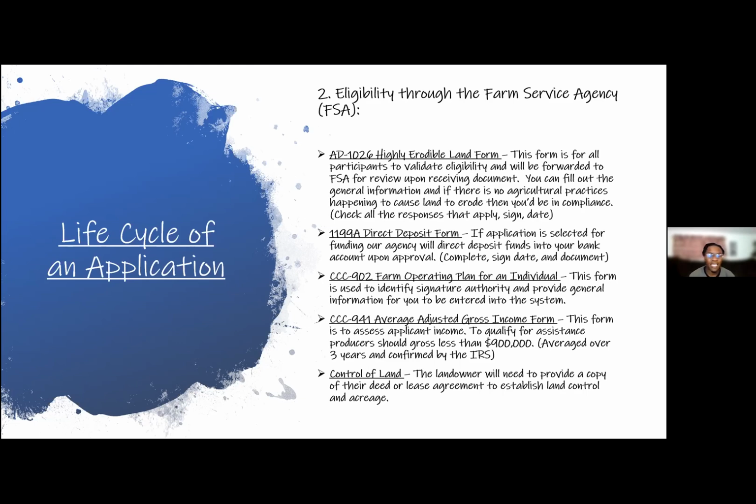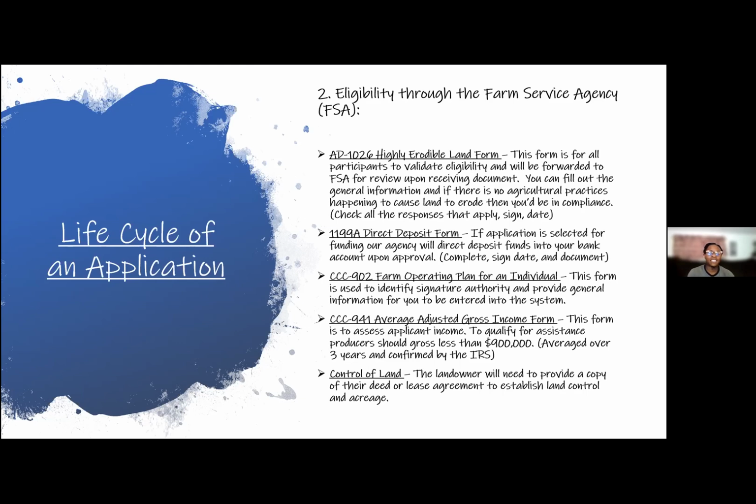The CCC 941 average adjusted gross income form. This form is used to assess an applicant's income, and to qualify, a producer or an entity must gross less than $900,000. And that is a lot, it is, but you must gross less than $900,000 averaged over 3 years, and it's going to be confirmed by the IRS.